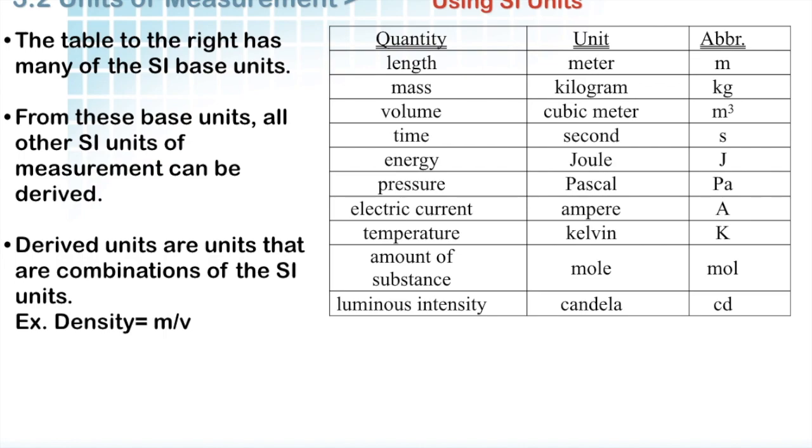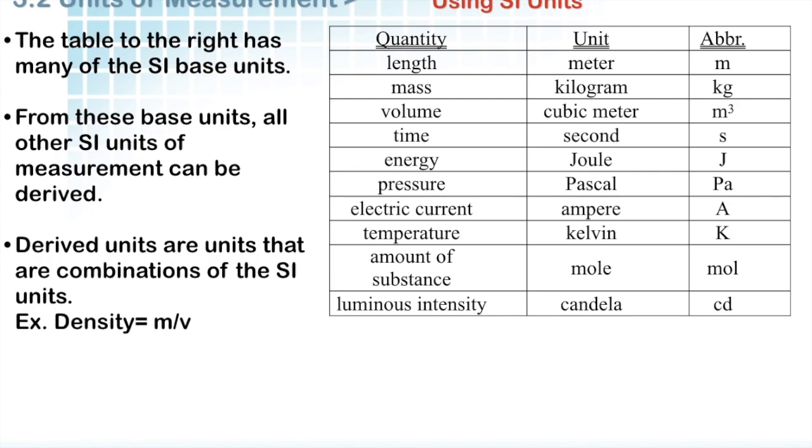Volume is in cubic meters. A meter is like a meter stick, but you put it front, left, and down, and that gives you a cubic meter. So it's a meter times a meter times a meter. Time is in seconds. Energy is in something we call joules. Pressure is in what we call pascals. Electric units are in amps or amperes.